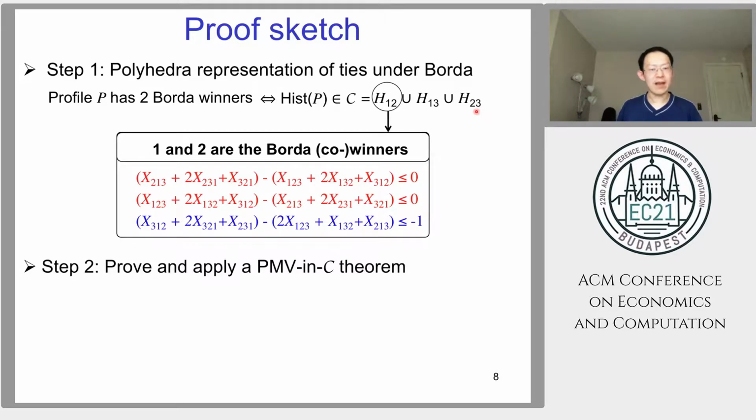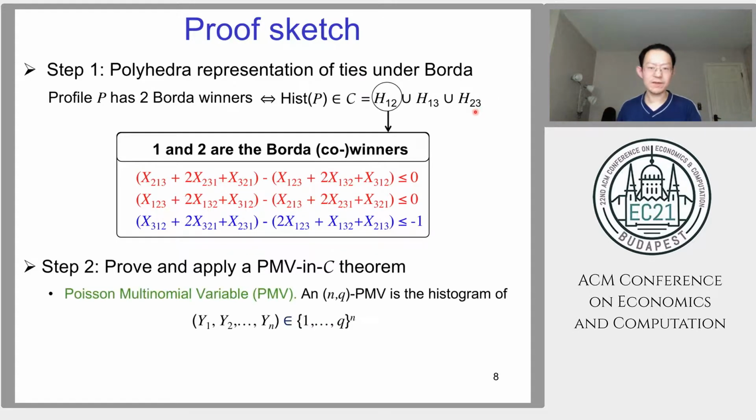In the second step, we're going to prove and apply a PMV in C theorem. So what is this theorem about? Well, first, PMV stands for Poisson multinomial variable, which is the histogram of n independent but not necessarily identically distributed random variables, y1, y2 through yn. Each of them is over q numbers, 1 through q.